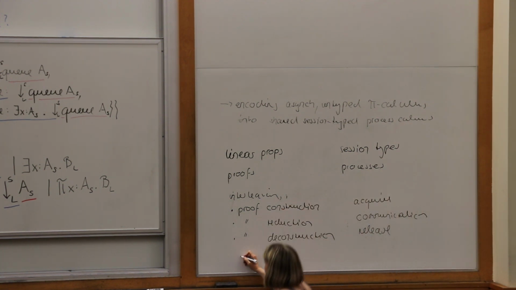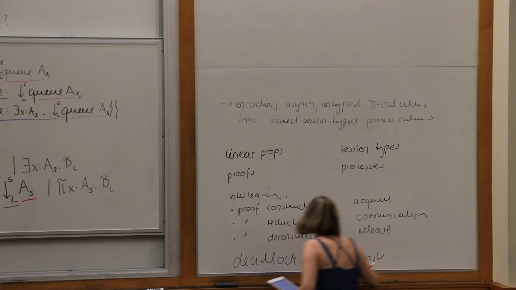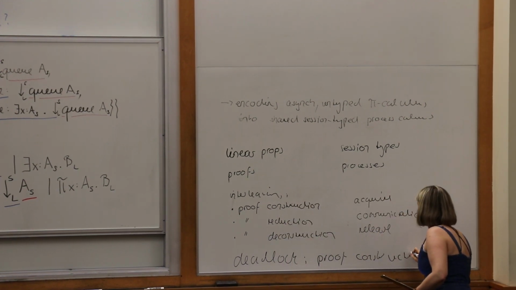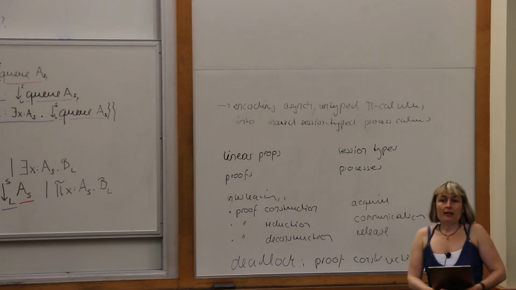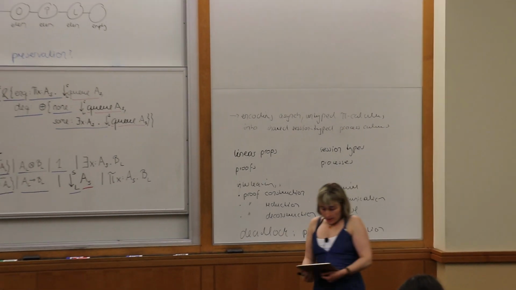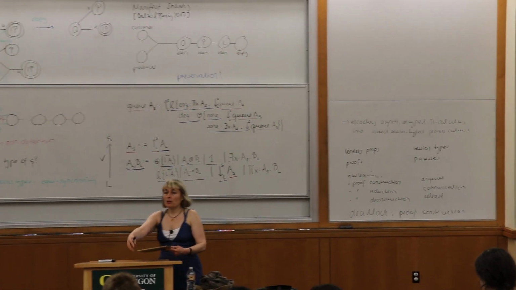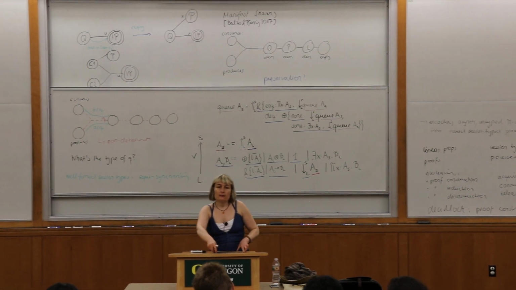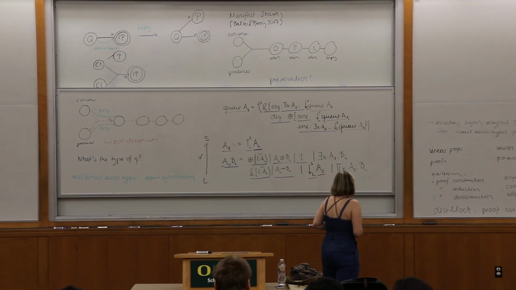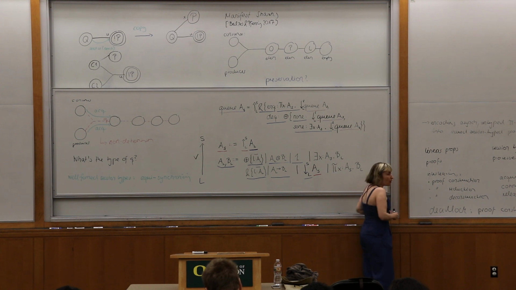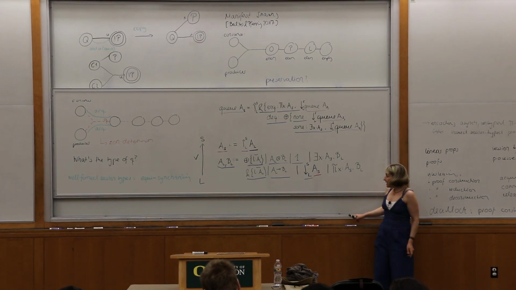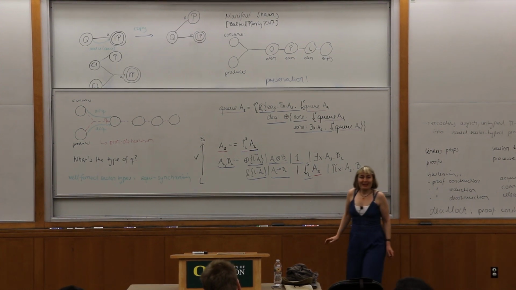And basically a deadlock is a failure of proof construction. So that means we are not able to construct a proof. Okay, so that's how we can close the circle and try to give some logical explanation of what is going on here. Okay, and that concludes my lecture.